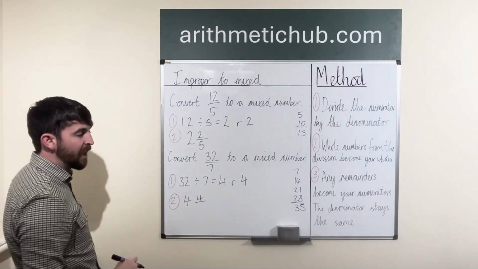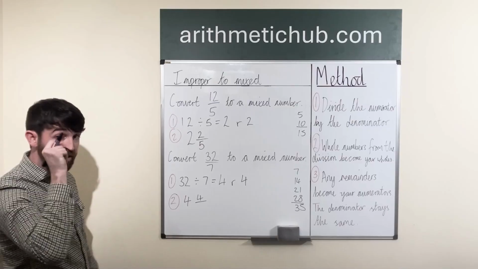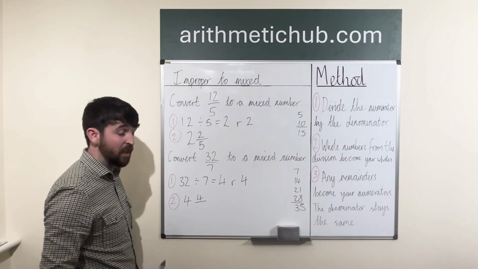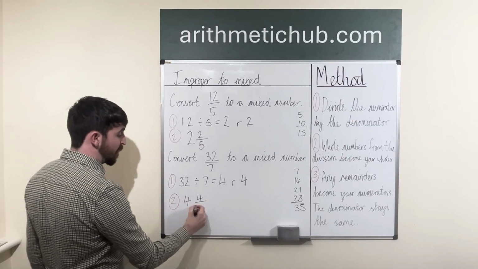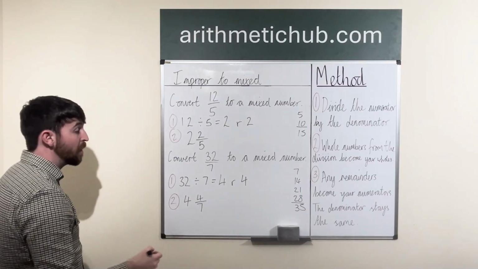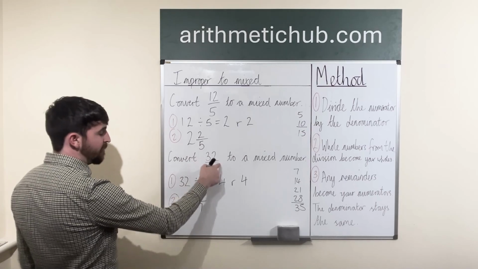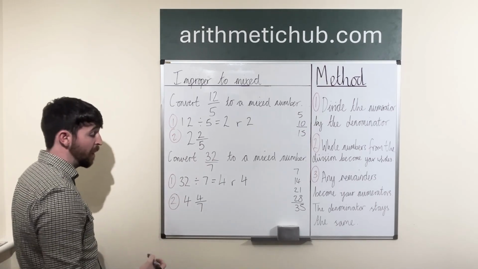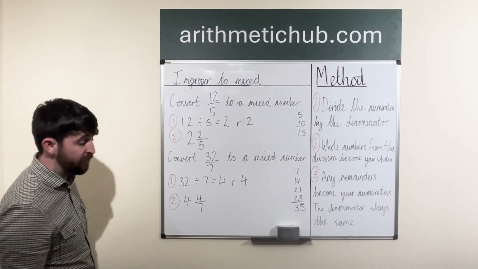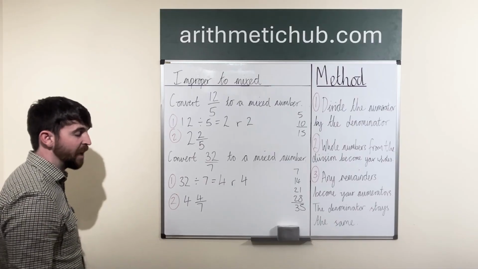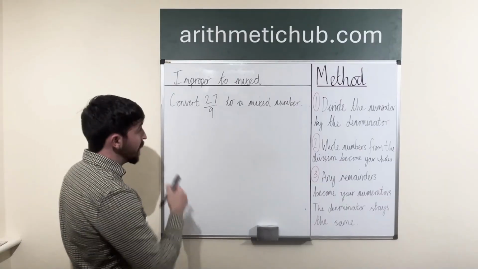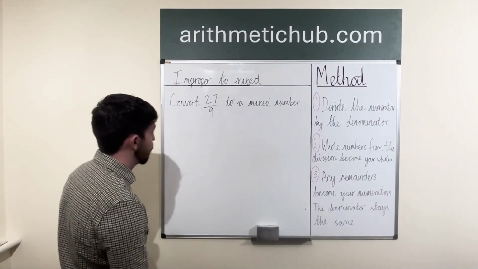And then the denominator stays the same. The denominator in this question was 7. So if the denominator in the question was 7, then it's going to remain as 7, okay? So now we can see that 32 over 7 as a mixed number would be 4 and 4/7, or 4 wholes and 4/7.